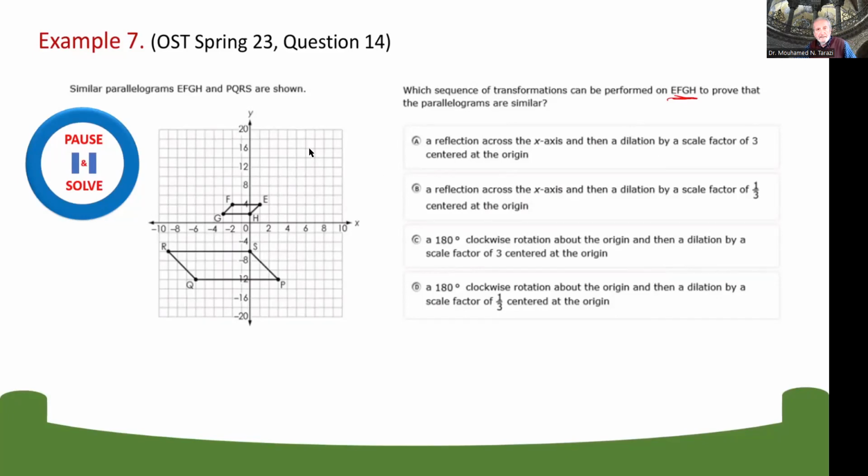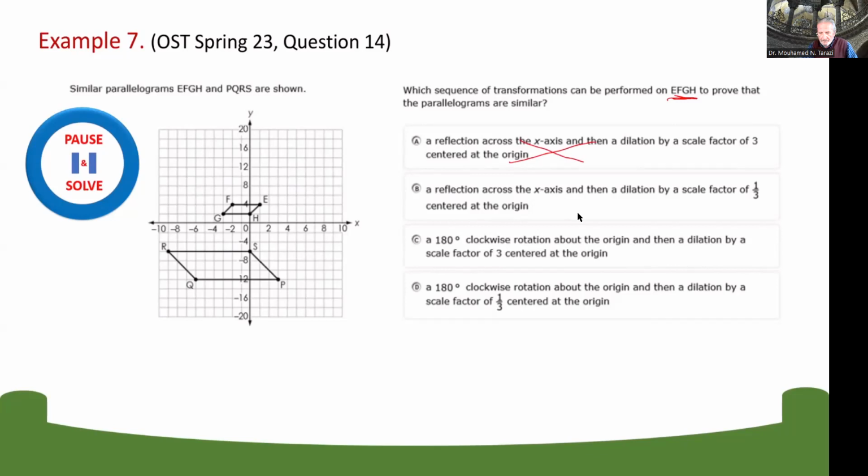Now, let's look. In this kind of question, you have to read the options and see what you have, and then you have to prove what you chose. I mean, you have to make sure you make a good choice. So a reflection across the x-axis and then a dilation by a scale factor of 3, that's a possibility. I'm not sure, I have to check it out. Here, a reflection across the x-axis and then a dilation by a scale factor of 1/3. That means you are making it smaller. That's impossible. This is not a good choice. Gone.